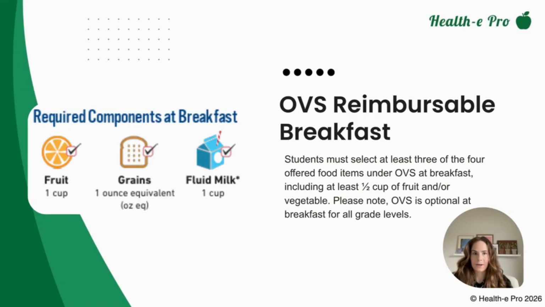At breakfast for a reimbursable meal, students must select at least 3 of the 4 offered food items under offer versus serve. This again includes half a cup of a fruit or a vegetable.